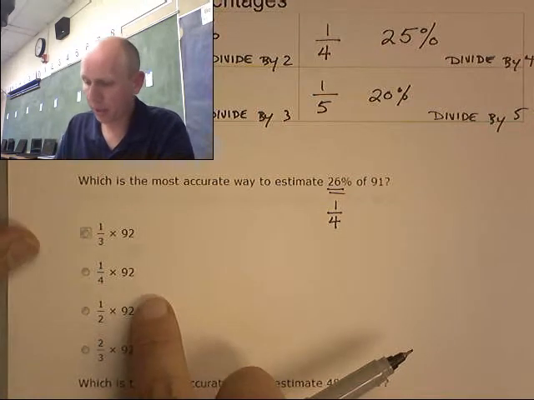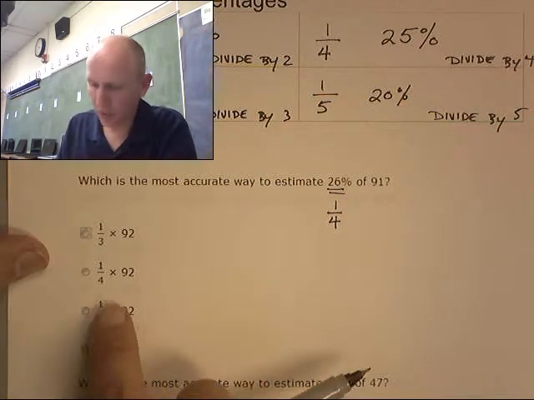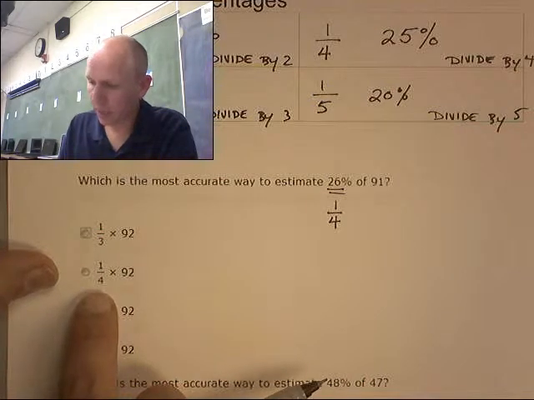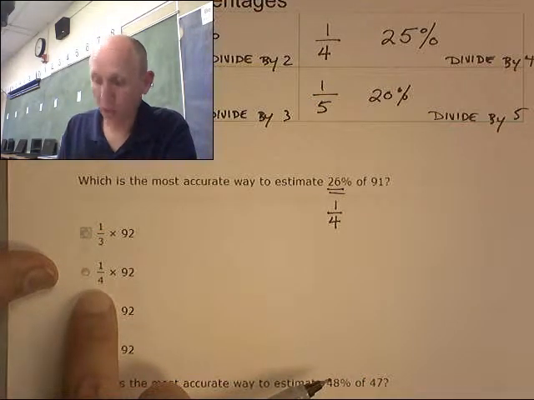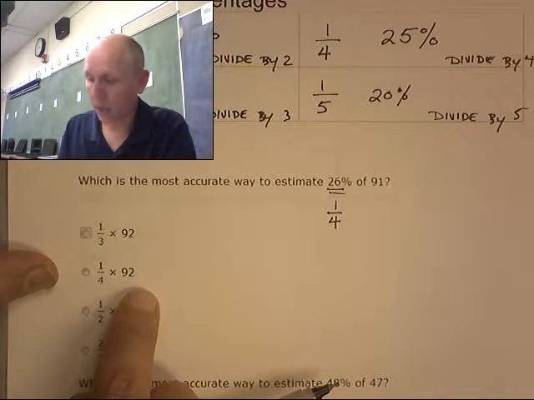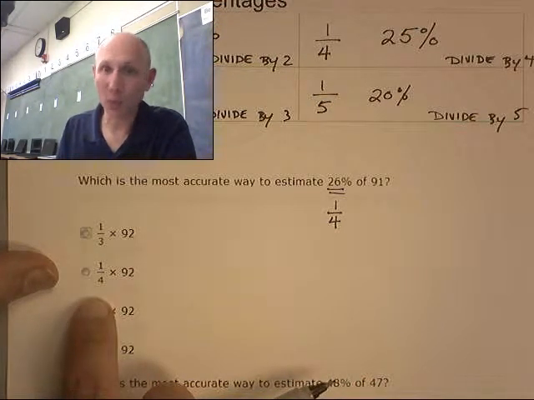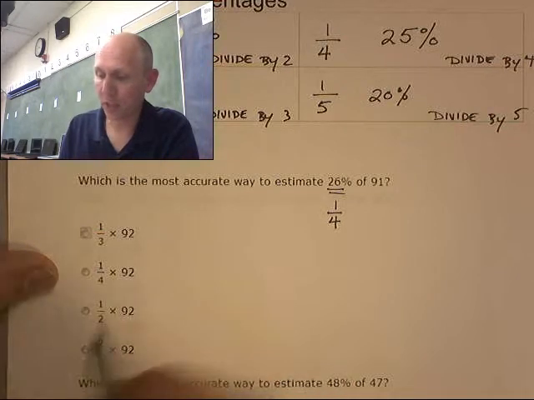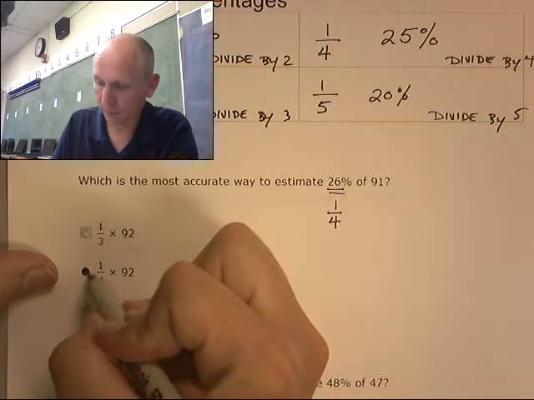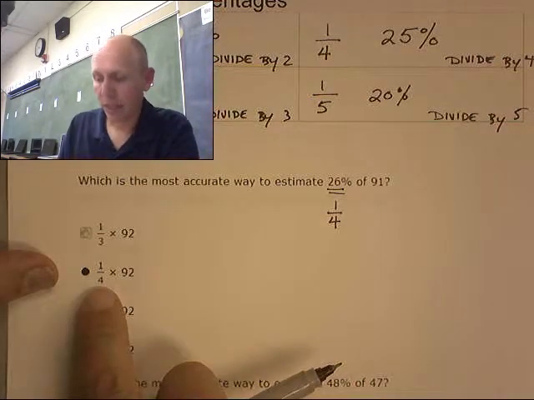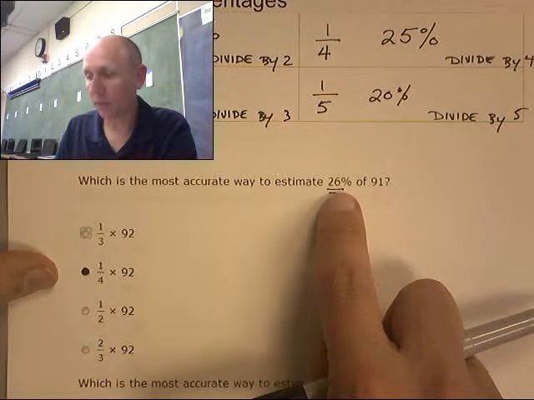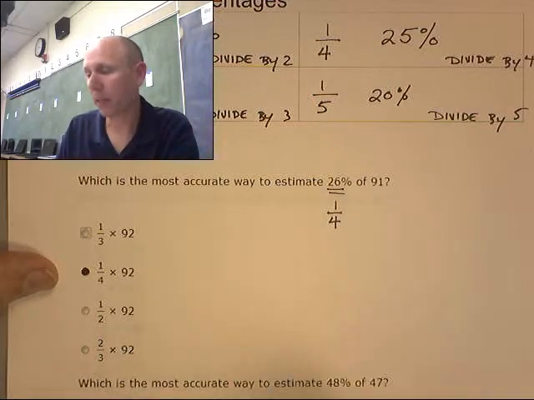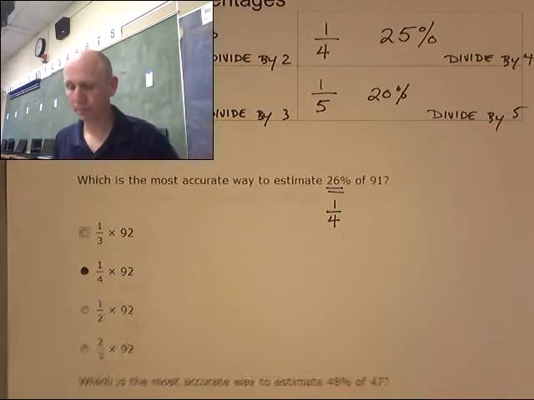Let's come into our math down here. Which of these guys has a 1/4? Well, look at that. That's 1/4 times 92. That's 25% of 92, which is pretty close to 26% of 92. So this is our estimate right there. That's about 25% of 92, which answers the question, what's the estimate of 26% of 91?